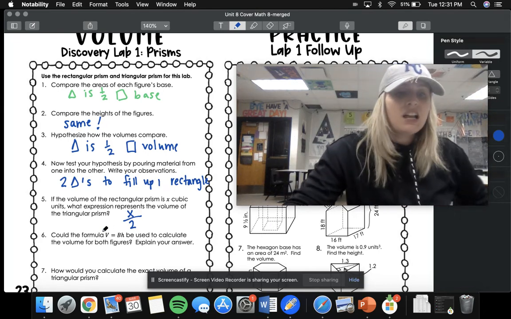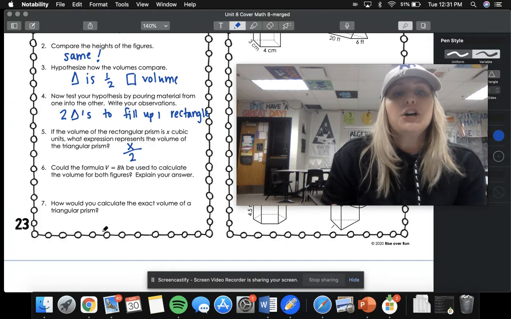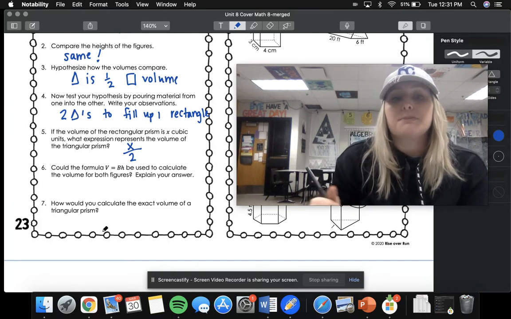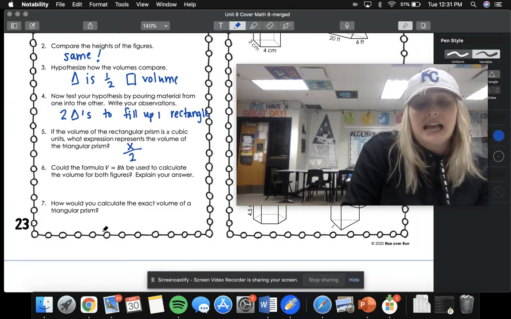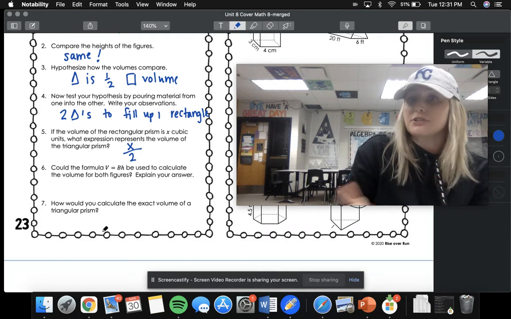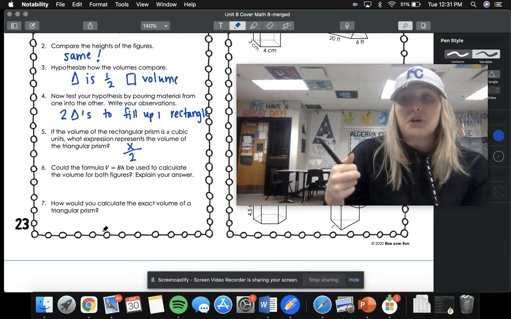The next thing it says is, could the formula V equals big B H be used to calculate the volume of both figures? And actually we totally could.